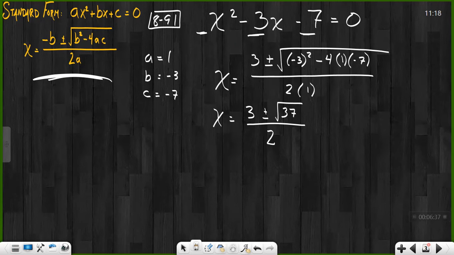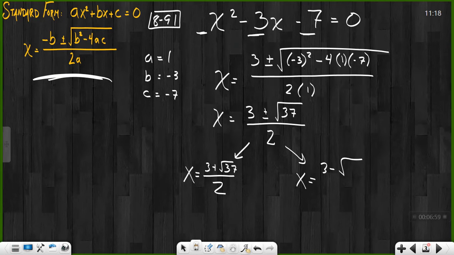Now, in your calculator at this point, I encourage you, we've got to get 2 answers. There are 2 routes here. One that is a plus, where x is going to equal 3 plus the square root of 37, then divide by 2. And the other answer, there are 2 answers here, just like we saw, 2 roots, 2 spots where it crosses the x-axis. All right, and the other is going to be 3 minus the square root of 37 over 2.